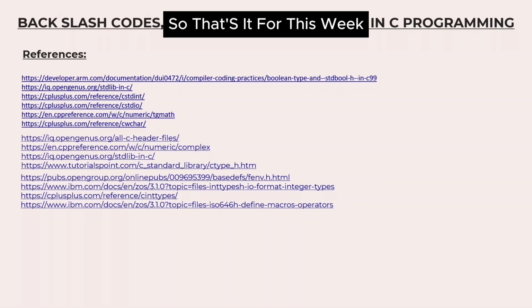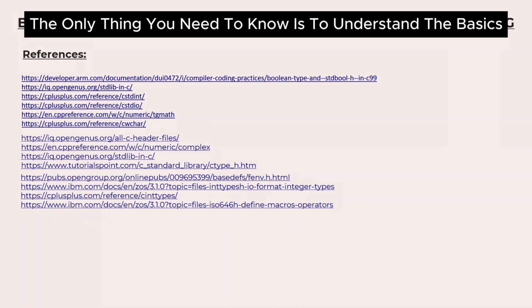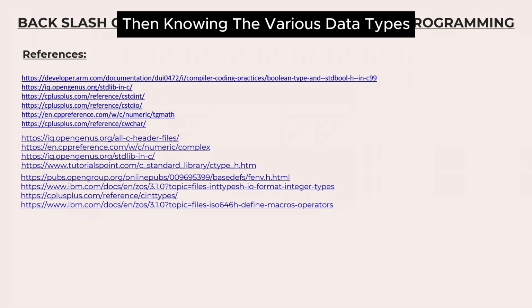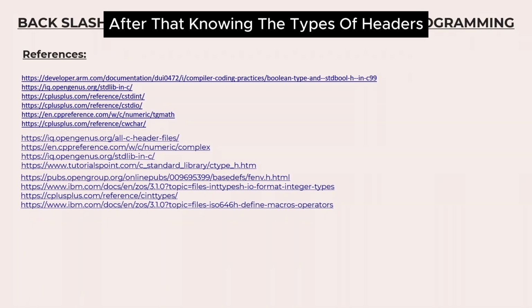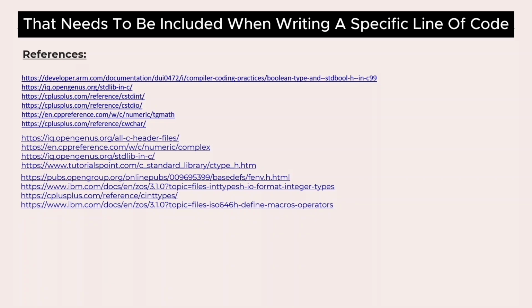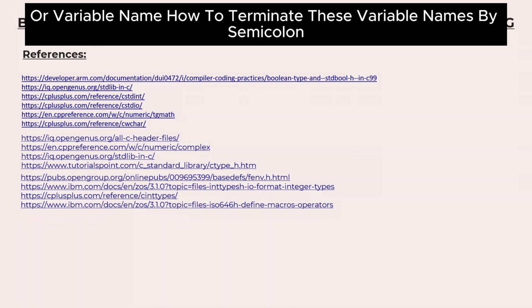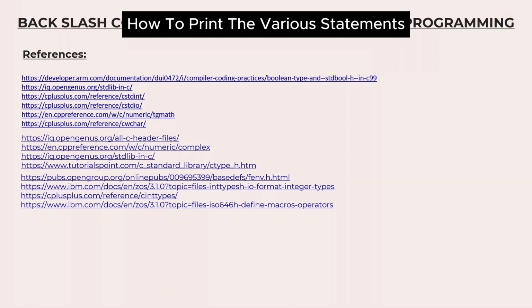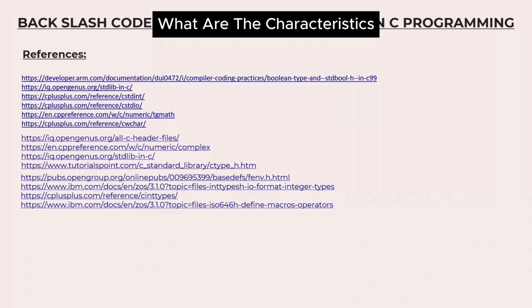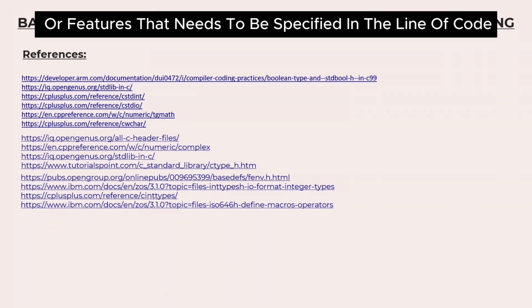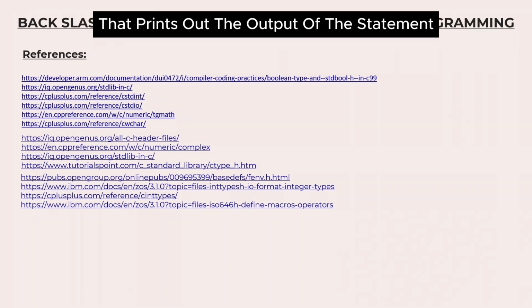So that's it for this week. There's nothing complex about writing codes. The only thing you need to know is to understand the basics, then knowing the various data types. After that, knowing the types of headers that need to be included when writing a specific line of code. Understanding how you can assign these data types to a variable or variable name, how to terminate these variable names by semicolon after they've been created, how to print the various statements, and what characteristics or features need to be specified in the line of code that prints out the output of the statement.